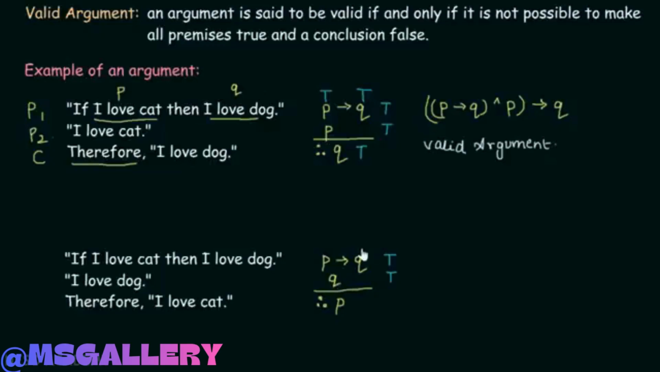Now, as Q is true, then here also Q is true. And if Q is true, then P can be true or P can be false. If P is false, then false implies true is true. And if P is true, then true implies true is also true. Let's take P false. Now, if P is false, then here also P is false. As we would be able to make all premises true and conclusion false, hence we can say that this argument is an invalid argument. Right? So the final conclusion is that whatever the argument we made over here is invalid.